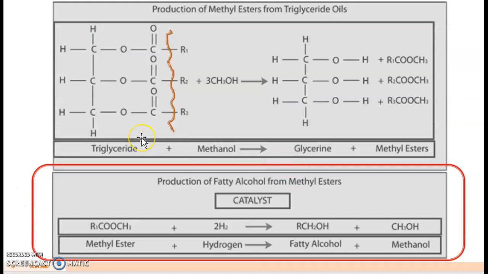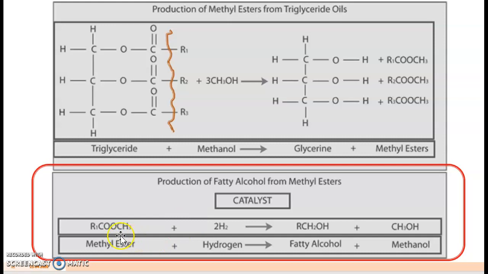Okay, so the chemical equations for the production. First, this is your triglyceride, oil and fats, which have C double bond O and the alkyl group here. So it will react with your alcohol, methanol, to obtain the fatty ester and glycerin. So we will have C double bond O, O, and the alkyl group. So we have the methyl ester, or fatty methyl ester.